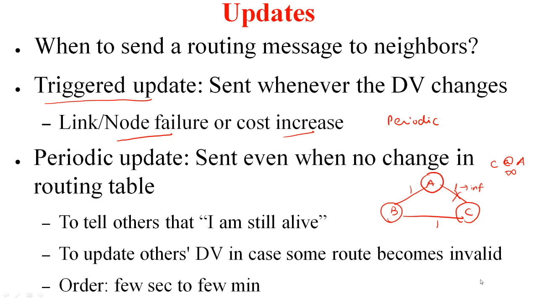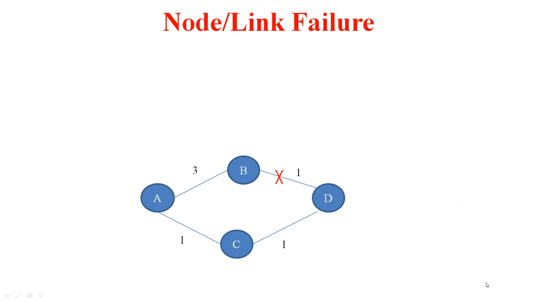Now if B kept quiet, how will A ever find an alternate path to C, which is this? Nothing really changed at B, so it is not going to generate a triggered update. Only via a periodic update will A get to know about this alternate path. Such periodic updates are sent at intervals ranging from a few seconds to a few minutes. It's a configurable parameter.